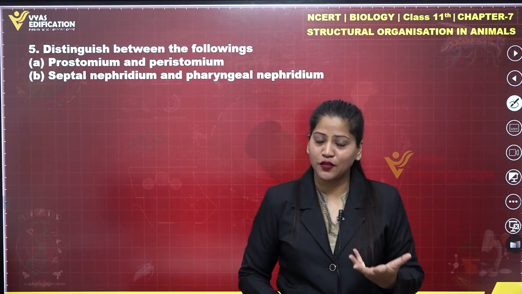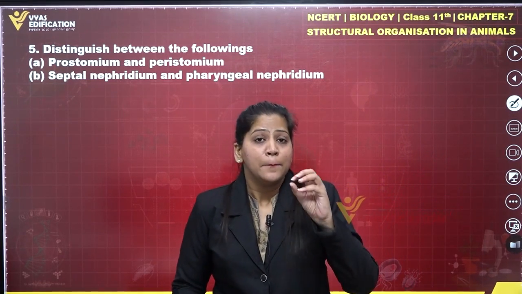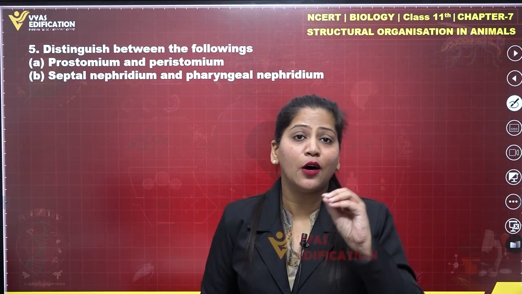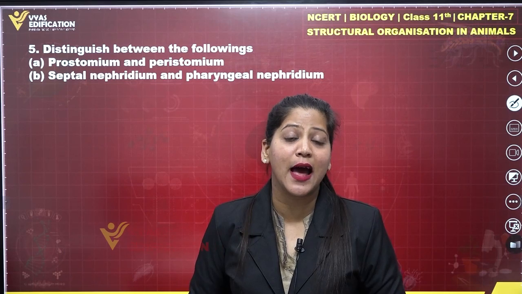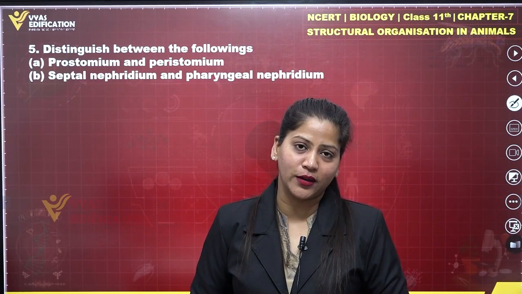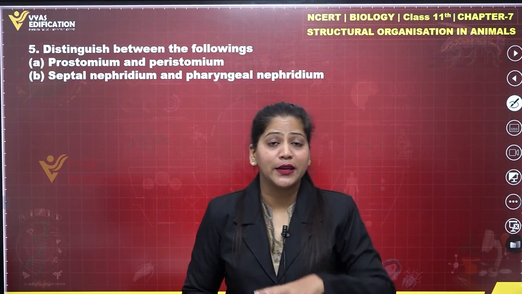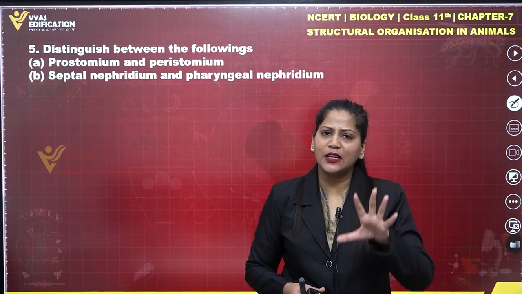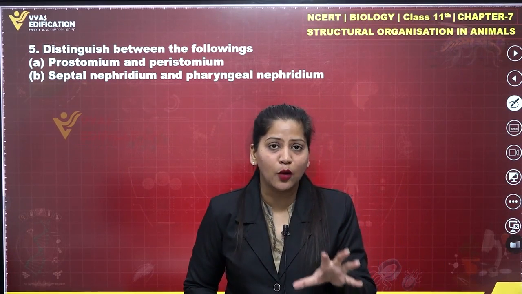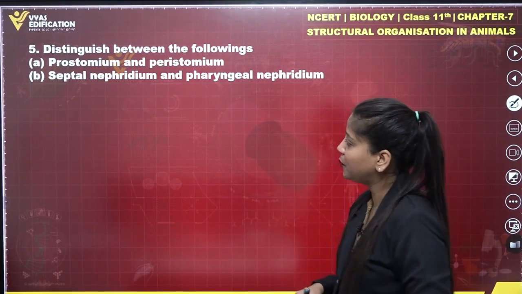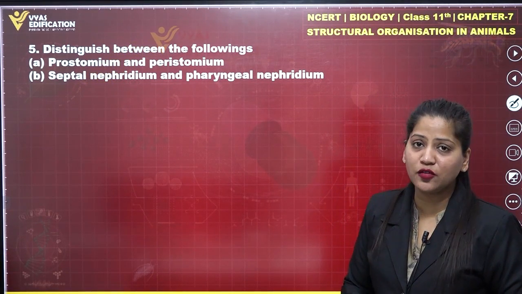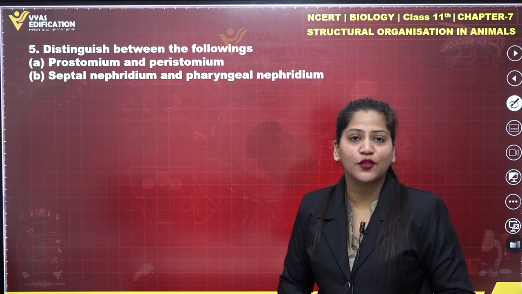If we talk about the functions of these two, then prostomium helps the earthworm push into the soil and also functions as a sensory organ. Now, the next one, peristomium, just surrounds the mouth. So this is the basic difference between prostomium and peristomium. Let's write the answer of this.